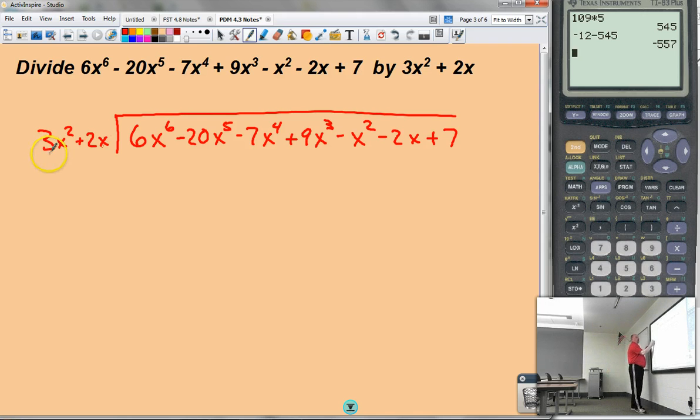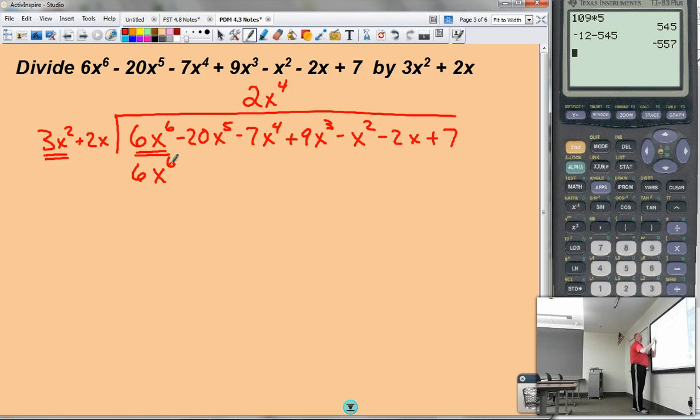The first thing I need to look at, first term, 3x squared, first term, 6x to the 6. And I have to ask myself, what do I multiply 3 by to get 6? And the answer is 2. And what does x squared need to multiply with to get x to the 6? And it's x to the 4th. So I have 2x to the 4th. 2x to the 4th times 3x squared gives me 6x to the 6. So I get 6x to the 6.